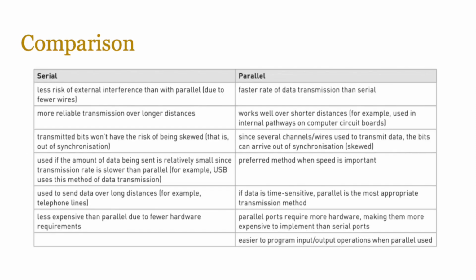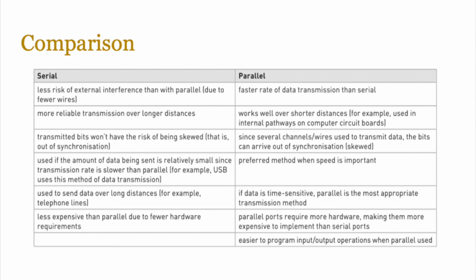On screen, you can see a comparison between serial and parallel. Serial, you have less risk of external interference. There's more reliable transmission over longer distances. Transmitted bits won't have the risk of being skewed. That means they won't be out of sync. It's used if the amount of data being sent is relatively small, since transmission rate is slower than parallel. An example is that USB uses this method of data transmission. It's used to send data over longer distances, for example, telephone lines, and it's generally less expensive than parallel due to fewer hardware requirements.